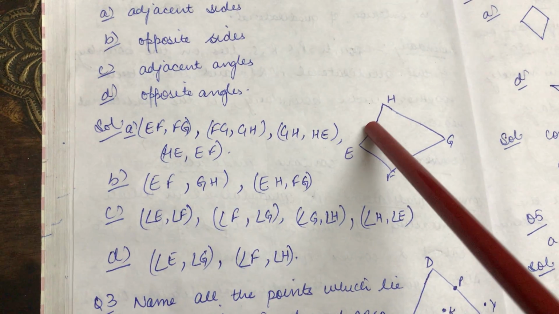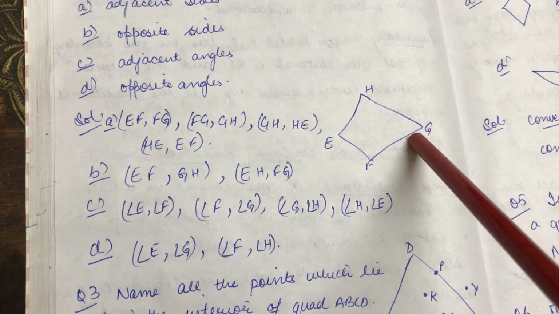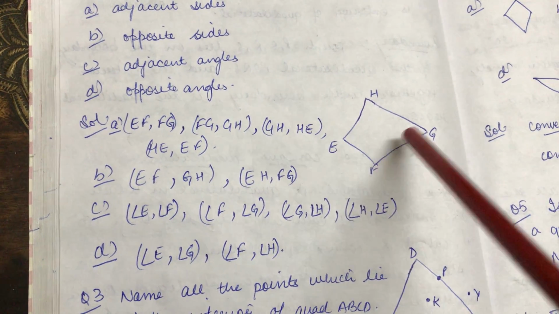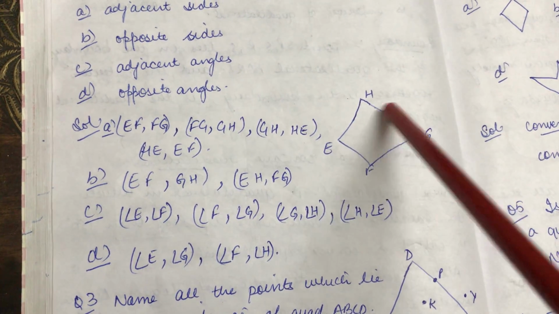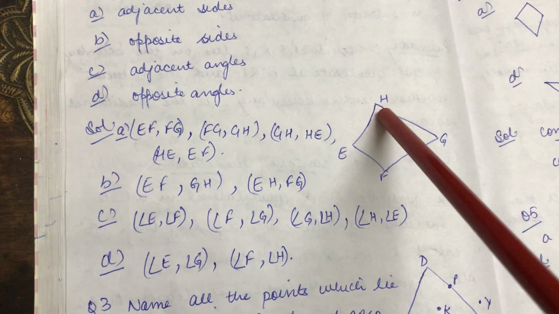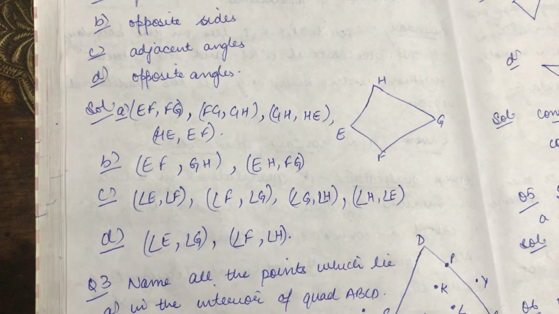Opposite angles. Now clearly this angle is opposite to this angle. So the name of this angle is HEF and the name of this angle is FGH. So they are opposite. Similarly, these two angles are also opposite.